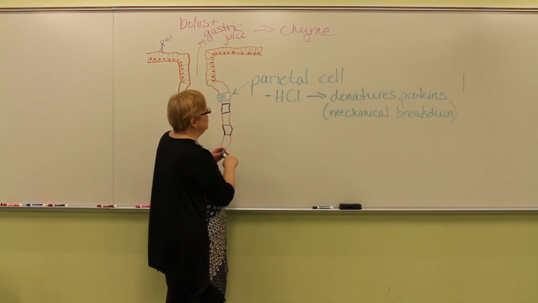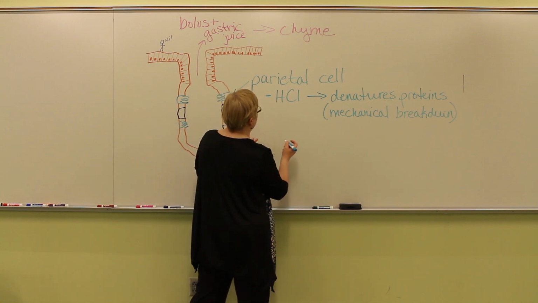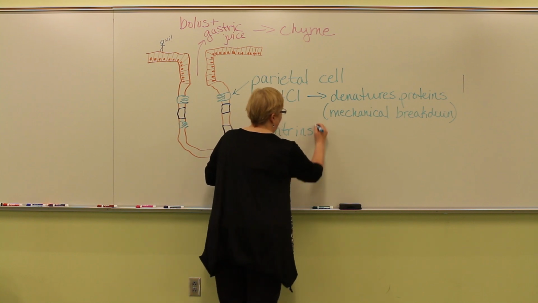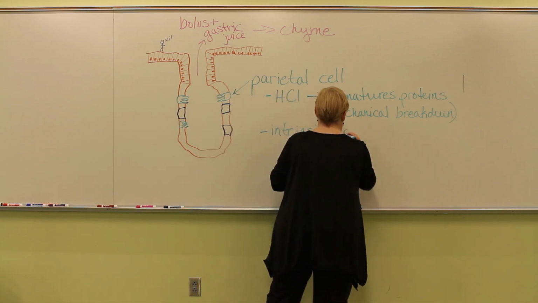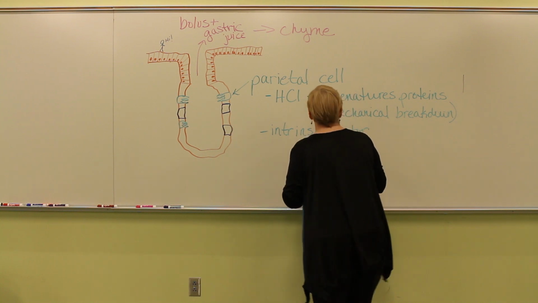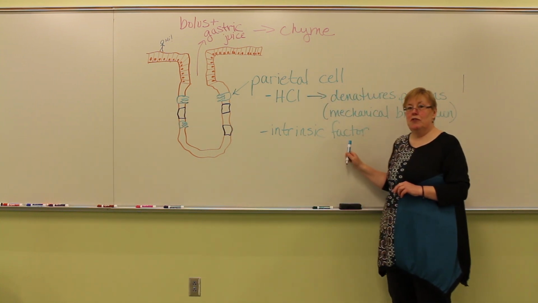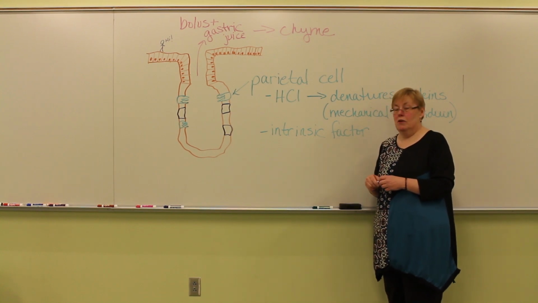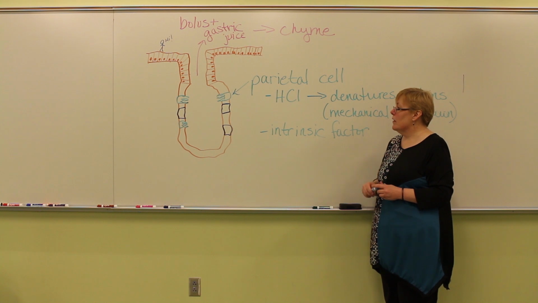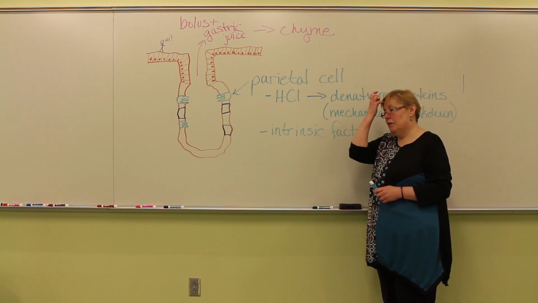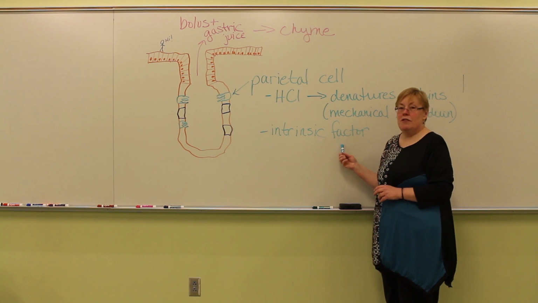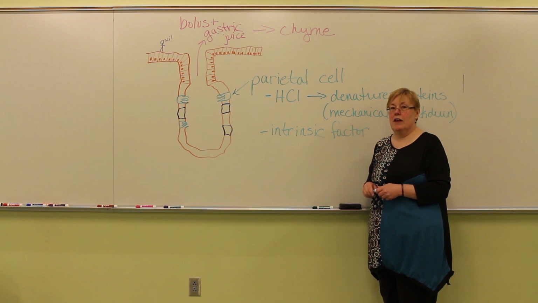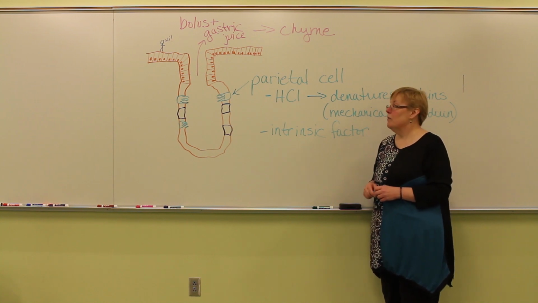Another component of the gastric juice that's produced by the parietal cells is intrinsic factor. This is a substance that allows us to absorb vitamin B12 in the small intestine. This is very important to allow us to get that nutrient, and if you have deficiencies in intrinsic factor, that can lead to deficiencies in vitamin B12.